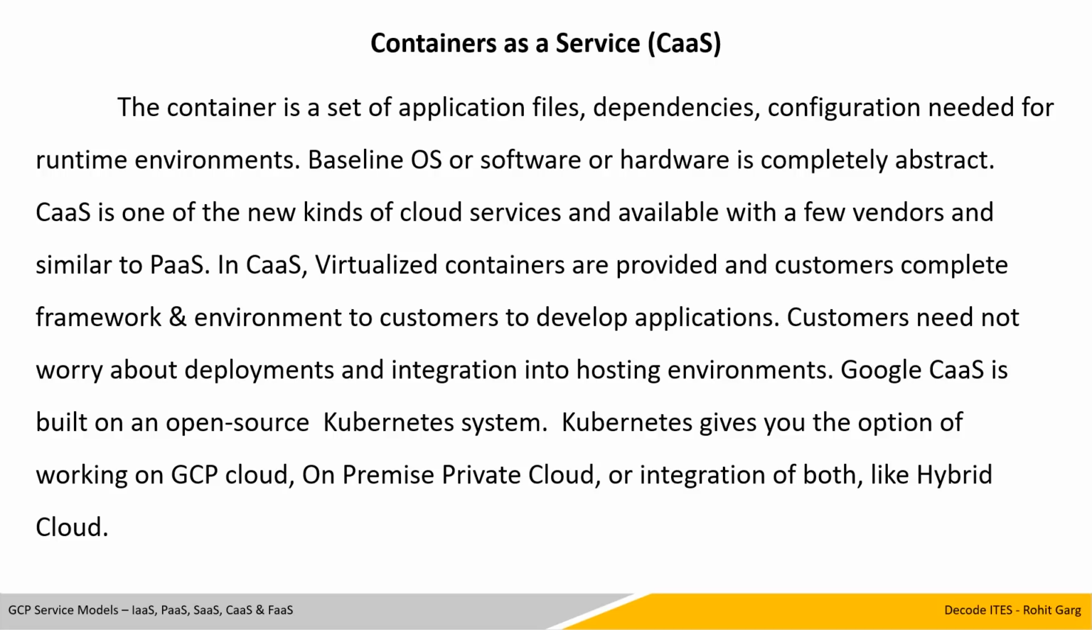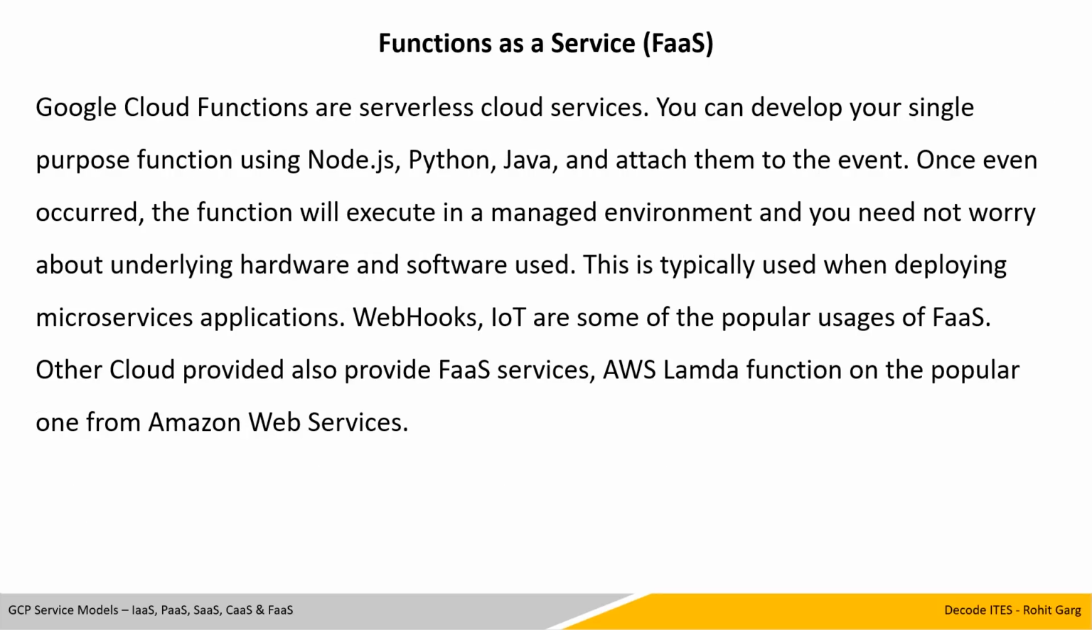In CaaS, virtualized containers are provided with a complete framework and environment to the customer to develop applications. The customer need not worry about deployments and integrations into hosting environments. Google CaaS is built on the open source Kubernetes system. Kubernetes gives you the option of working on GCP cloud, on-premise private cloud, or integration of both like hybrid cloud.